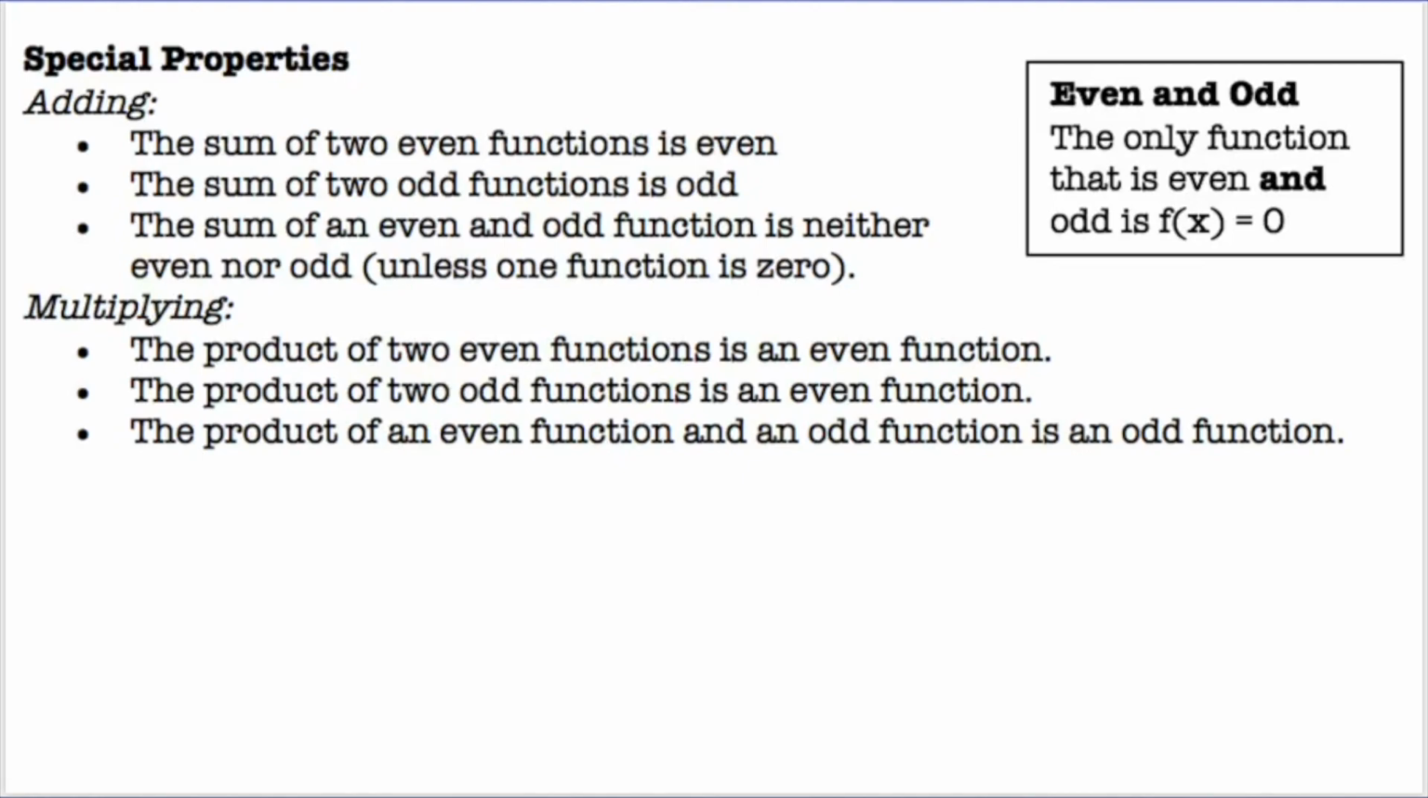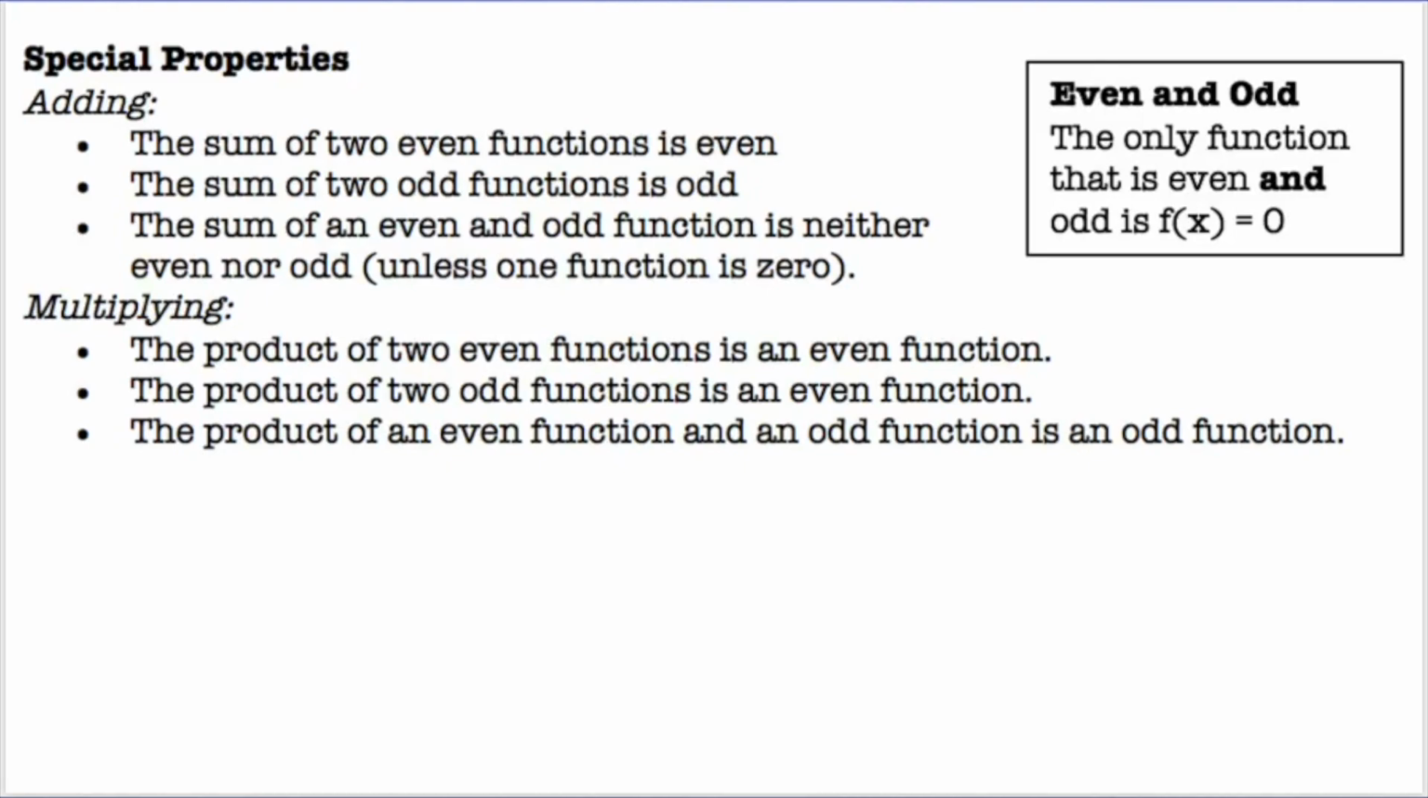And then for multiplying, the product of two even functions is even, and the product of two odd functions is also even. So for multiplying, if they are the same, then they're even. If they're both even, they're even. If they're both odd, they're even. Only when you're multiplying the two functions together.